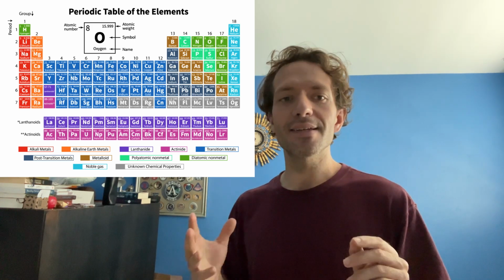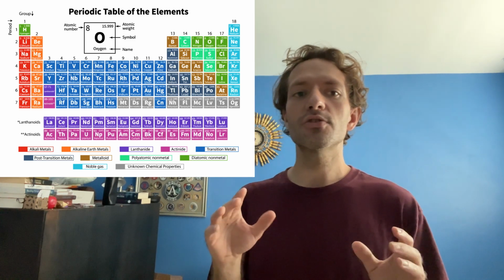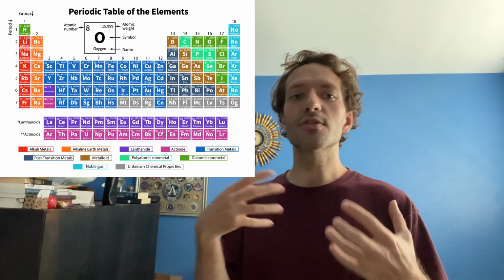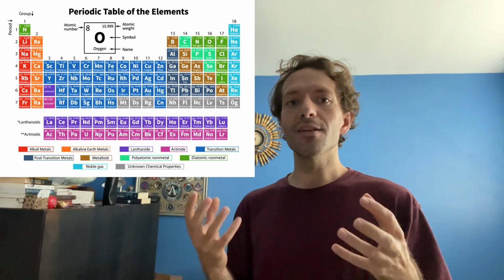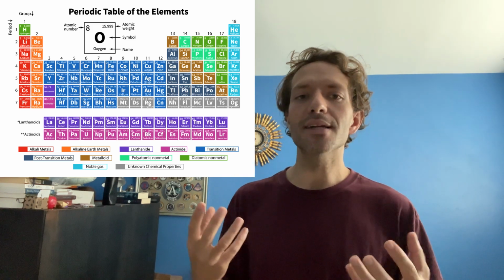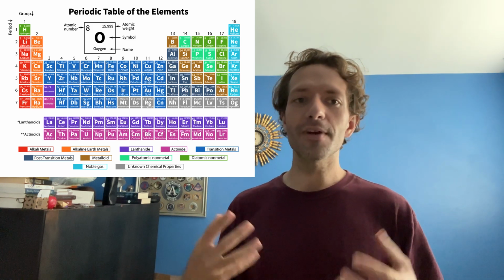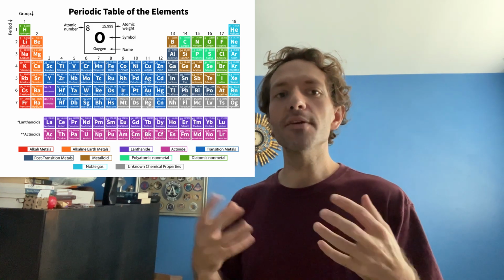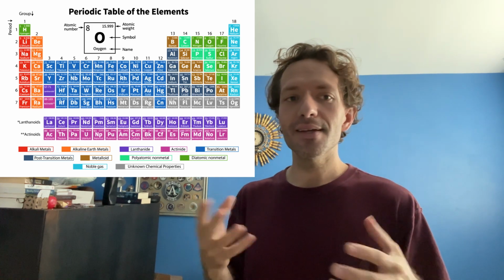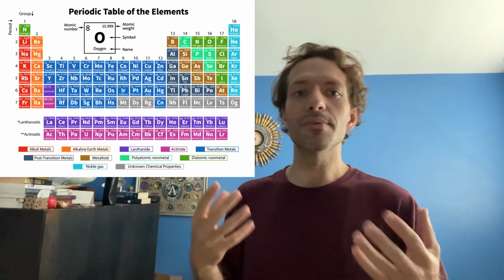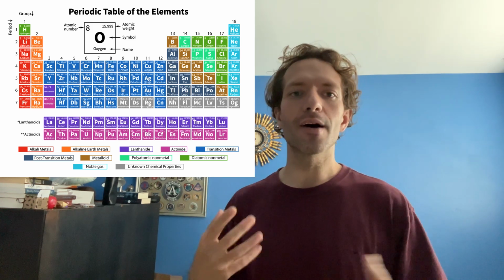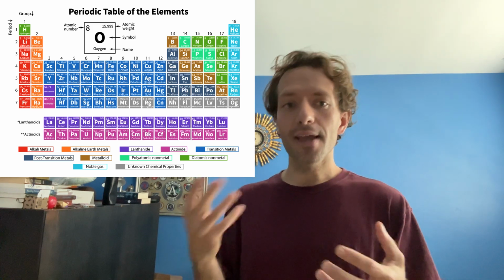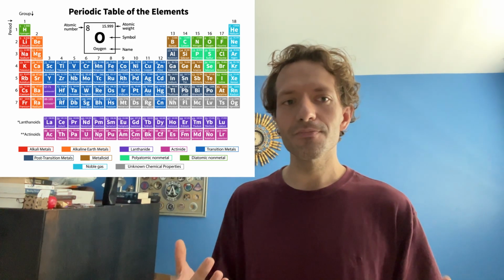Another thing is reactivity. Reactivity refers to how likely an element is to react, combine, or interact with other substances. For example, some elements like alkali metals are highly reactive, while others, like noble gases, are very stable and don't react much at all. And malleability. Malleability is the ability of a material, typically a metal, to be shaped or hammered without breaking. So metals like gold and aluminum are malleable and can be molded into different forms.